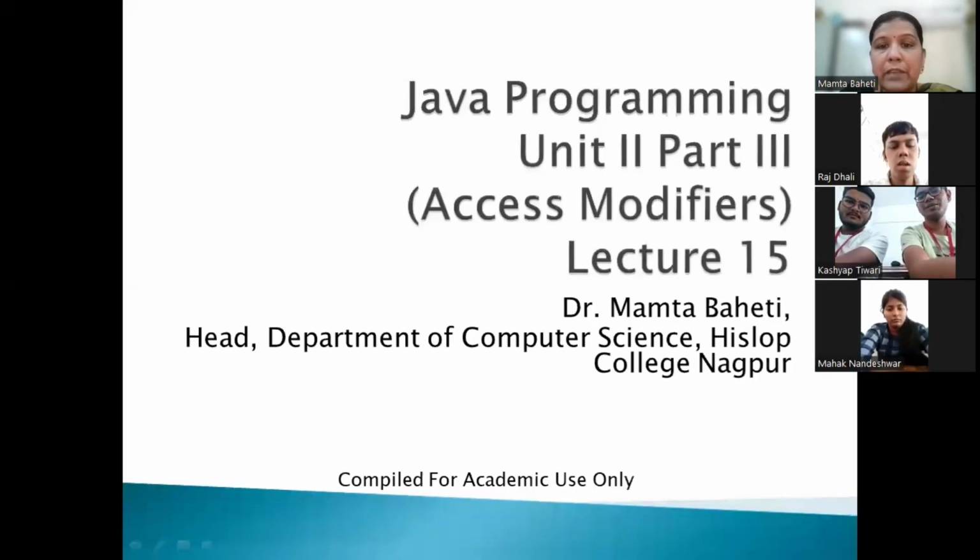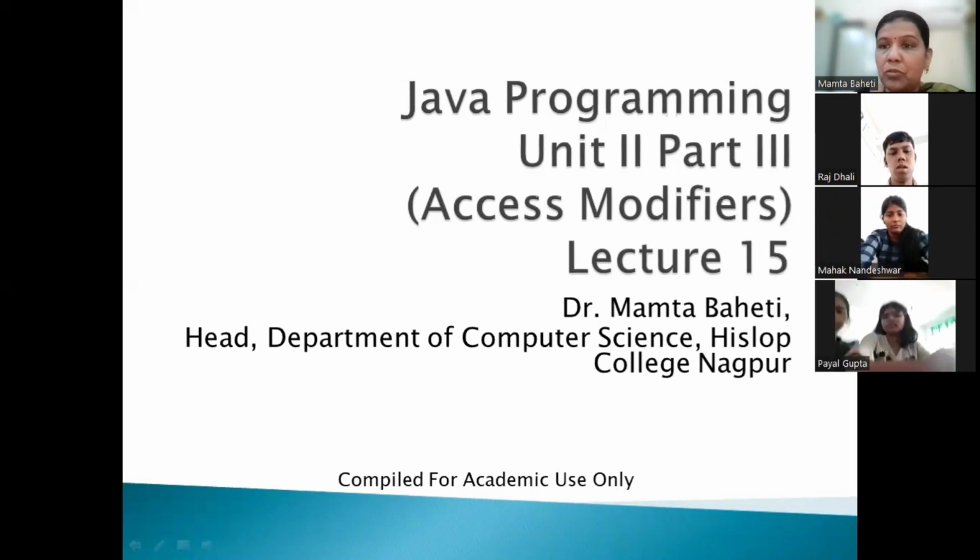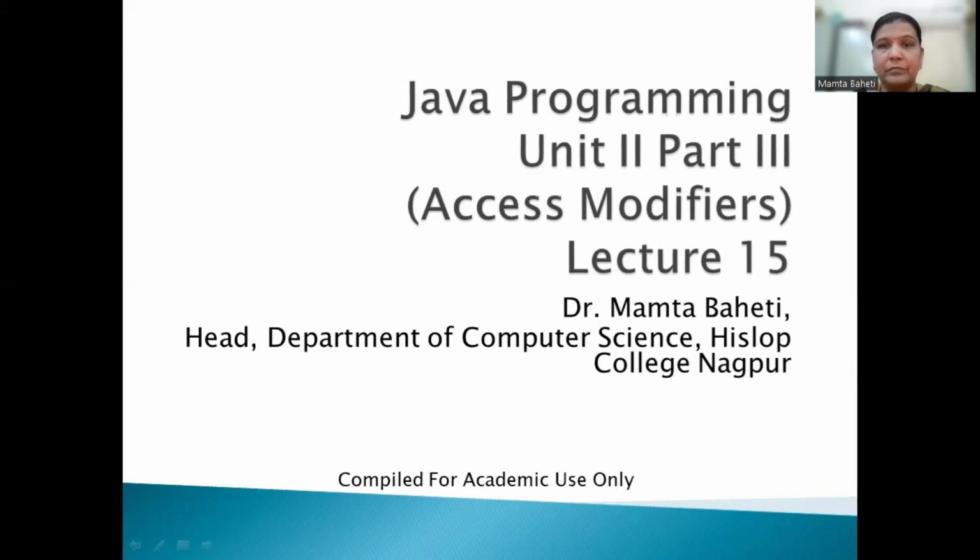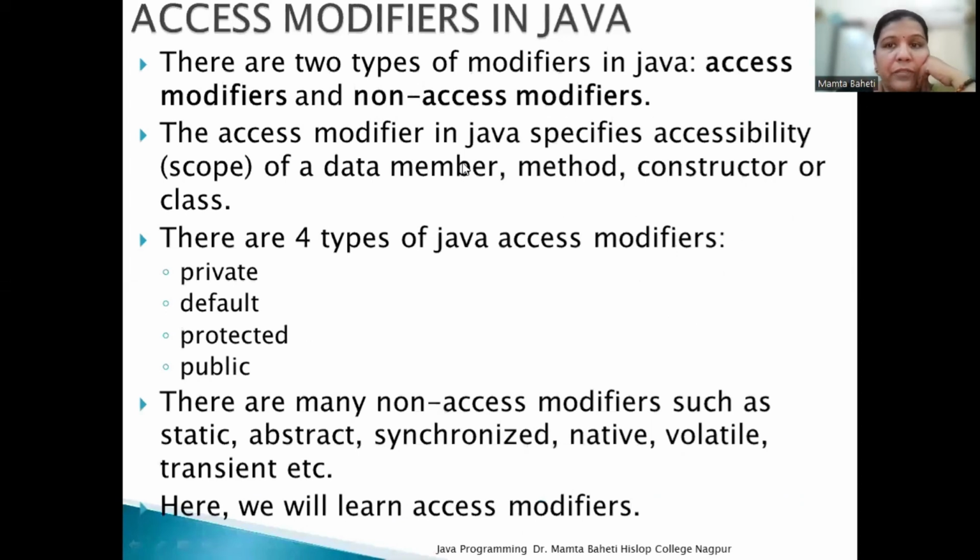So now we will be learning what the various access modifiers used in Java are. Access modifiers can change the scope of that particular data member, function, method, or constructor. Okay, so what are the access modifiers and non-access modifiers? We'll see it in detail.